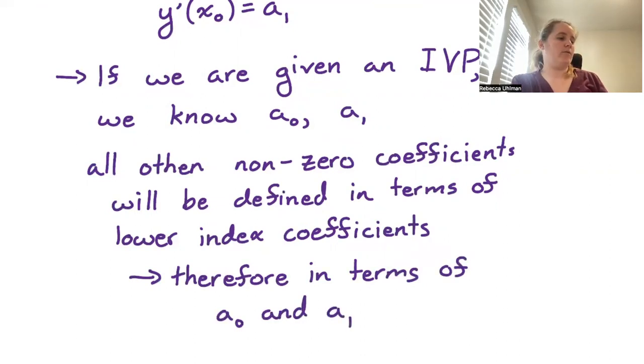So when we go to solve our general solution, we will have unknown values of a0 and a1. All other coefficients will be defined in terms of those unknown values. So those will be our two unknown coefficients that we're used to having in a general solution to a second order equation. And then in an IVP, we will be given those a0 and a1. So in the next video, we will do an example of this.